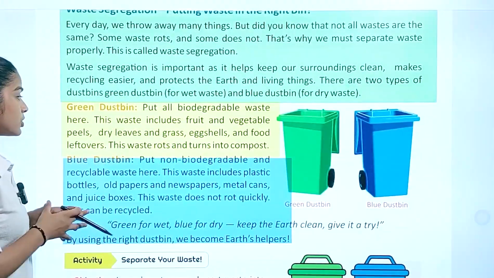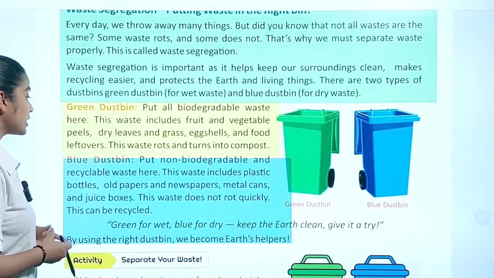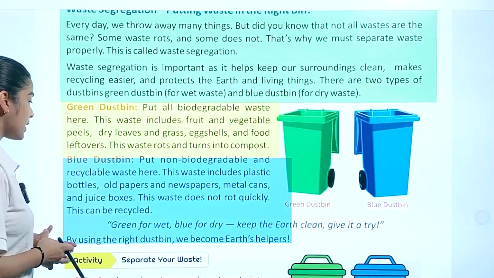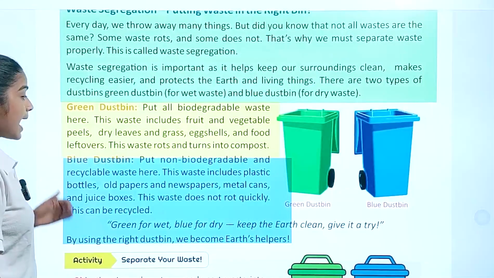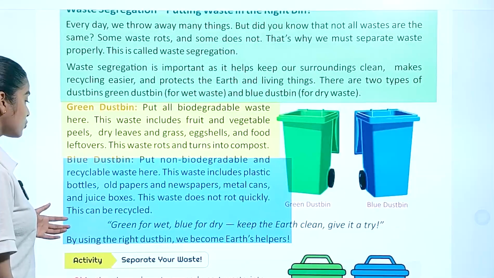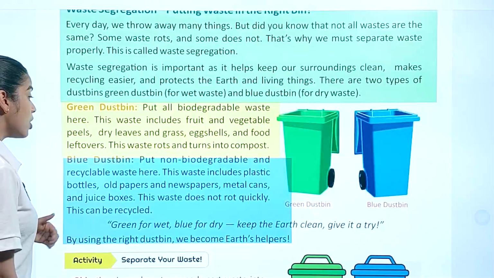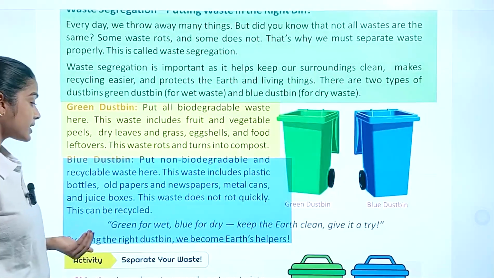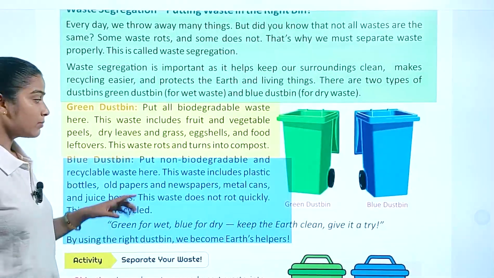Blue dustbins: put non-biodegradable and recyclable waste here. This waste includes plastic bottles, old papers and newspapers, metal cans, and juice boxes. This waste does not rot quickly. It can be recycled. So what we have to keep in mind is this.